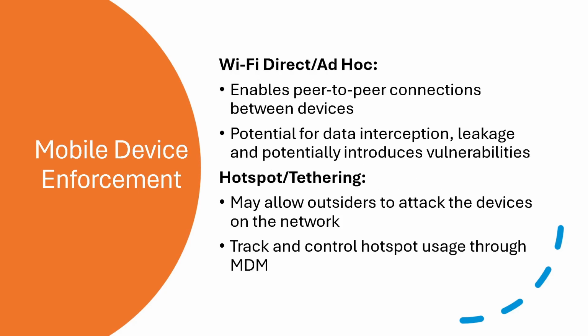Wi-Fi direct or ad hoc. Wi-Fi direct enables peer-to-peer connections between devices. It does not use a traditional network, but has potential for data interception, leakage, and can potentially introduce vulnerabilities. Hotspot or tethering. Hotspot or tethering allows a mobile device to share its internet connection with other devices.